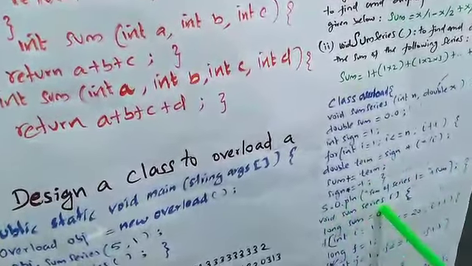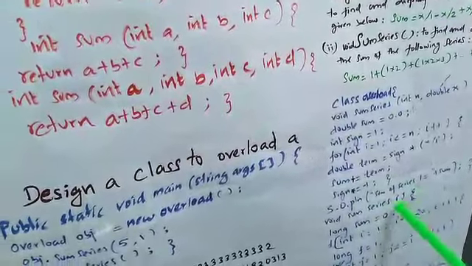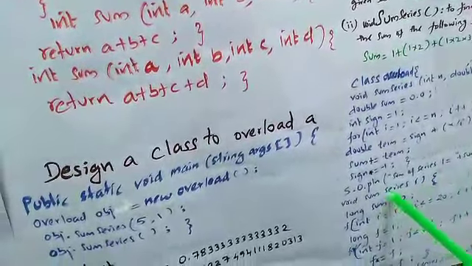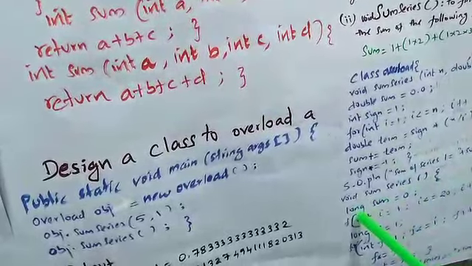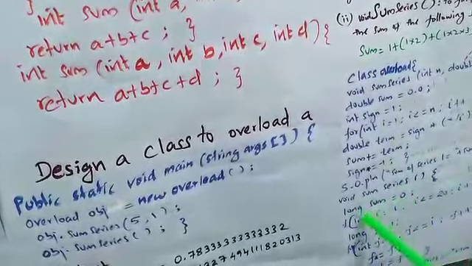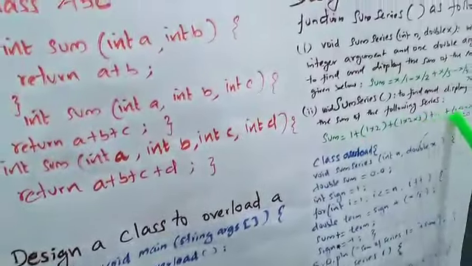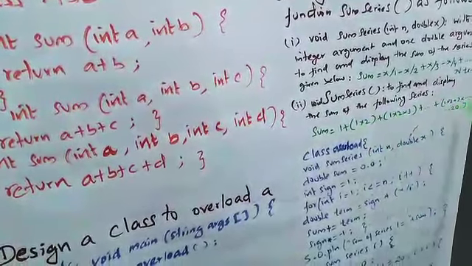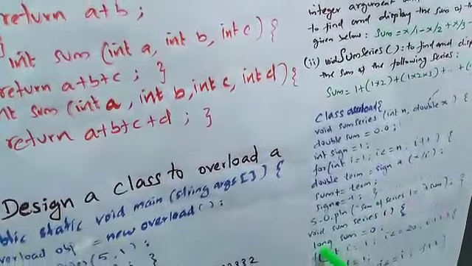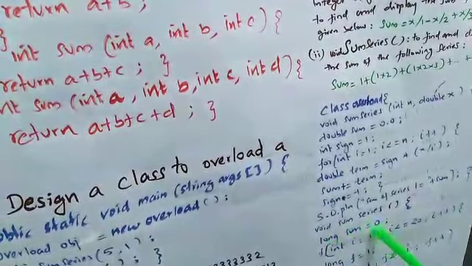Void sum series, open the curly bracket. In this series there is no argument. So we directly use long sum is equal to 0, because it was a factorial. You have to find here the factorial: 1 factorial, 2 factorial, 3 factorial. So you have to find out the factorial. For that purpose which data type are we using? Long. Long sum is equal to 0.